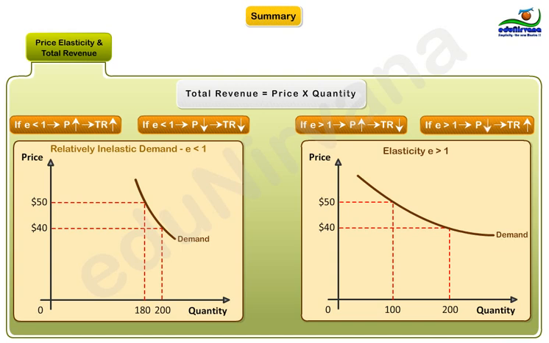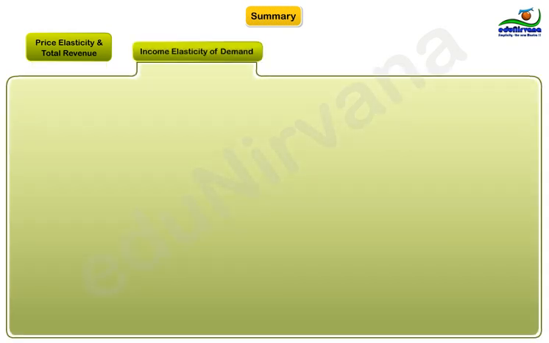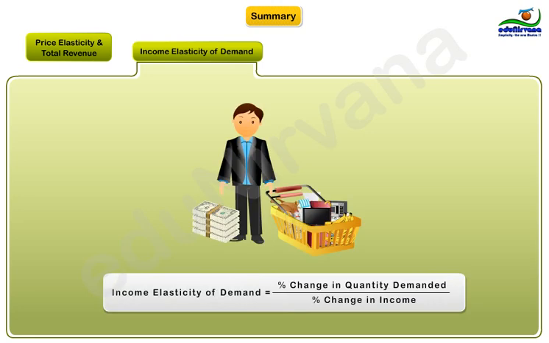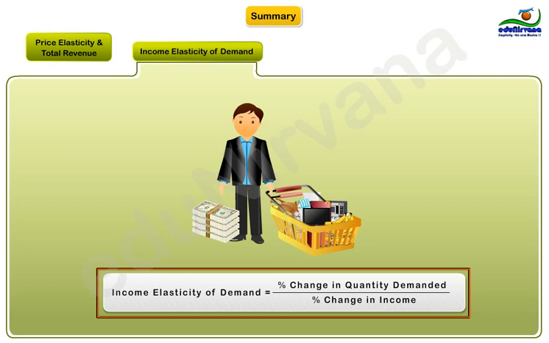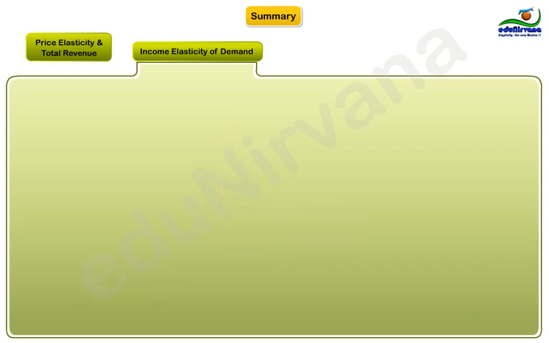Then, another type of elasticity, that is, income elasticity, was considered. The income elasticity of demand measures how the quantity demanded changes as consumer income changes. The income elasticity is the percentage change in quantity demanded divided by the percentage change in income. Three categories of goods were considered for measuring this.